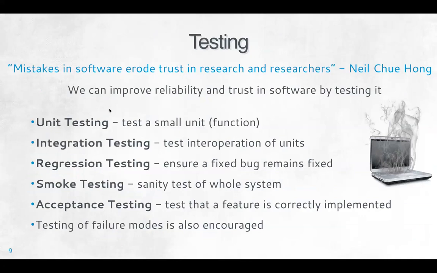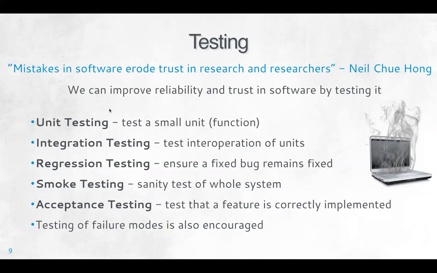Regression testing is one that is less commonly done in science. That is where somebody submits a bug report, you fix the bug, you create a test to make sure that bug is never reintroduced again in the future. So it's obvious somebody is doing something that is now depending on that bug being fixed. Add a test, make sure it doesn't happen again.